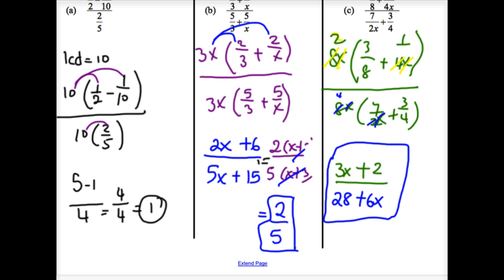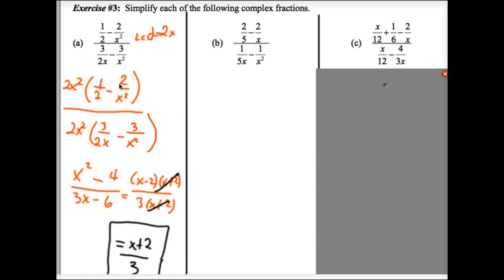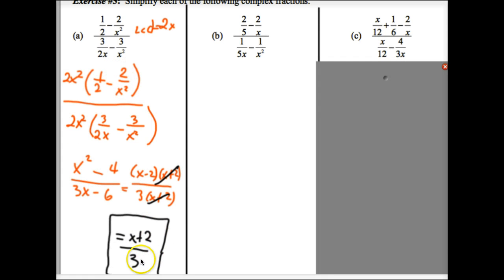Moving along. Simplify each of the following complex fractions. So how about you pause this and try A. We'll do B and C together. Alrighty, now that you tried it on your own, did you get x plus 2 over 3? If not, you need to review the step by step.